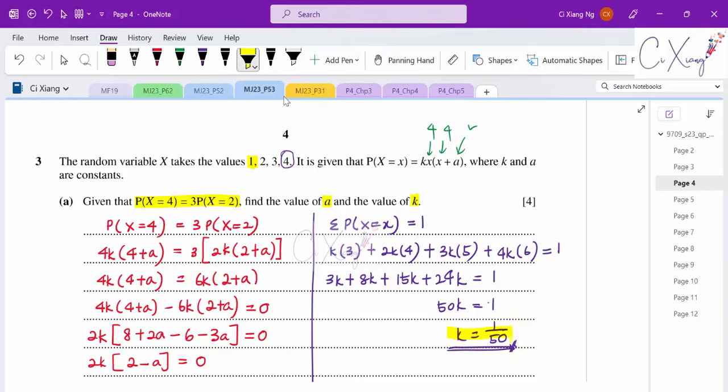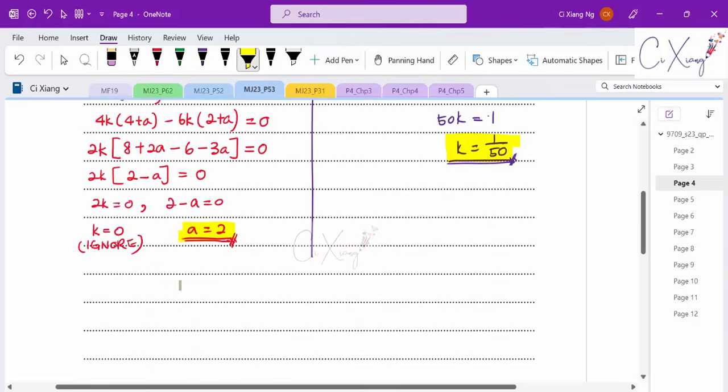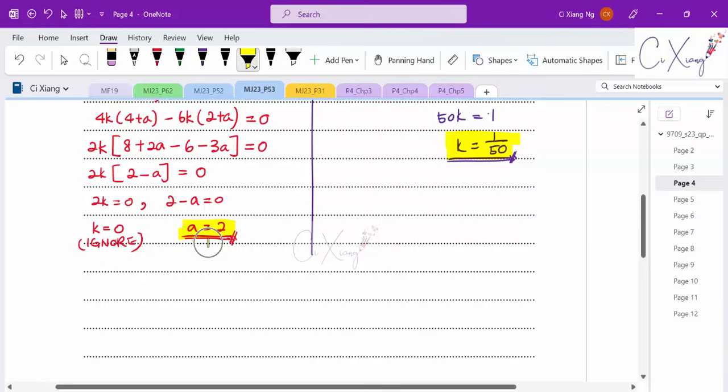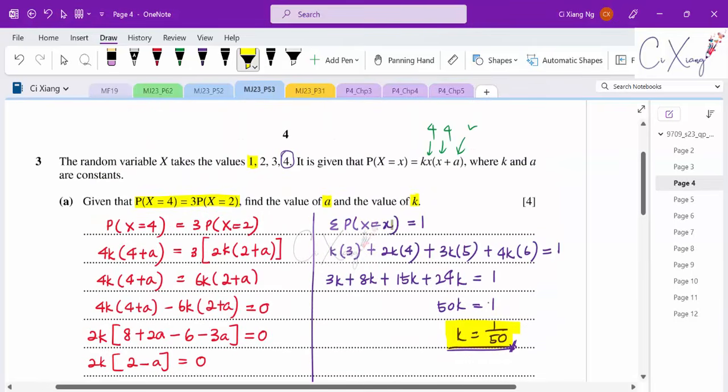Alright, so of course, at first, we need to use the information provided in the question to find out the value of a first. So we successfully found the value of a. Then after that, only we use the information for discrete random variable, where the total for the probability should equal 1. Therefore, by using this information, I'm getting k equals 1 over 50.